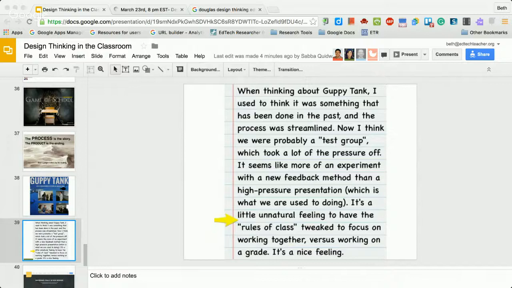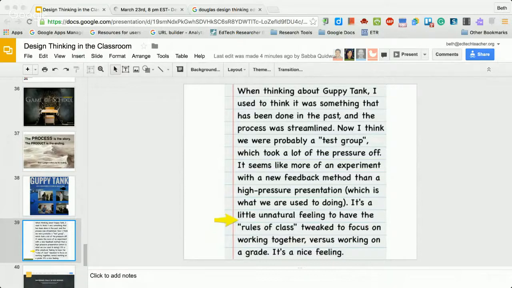Usually it's, this is your score, this is what you got, that's the end. Whereas design thinking says there is no end. It's about this process continuing on and on. That's always going to be evolving. So I liked that shift in the way we think about assessment through this process.